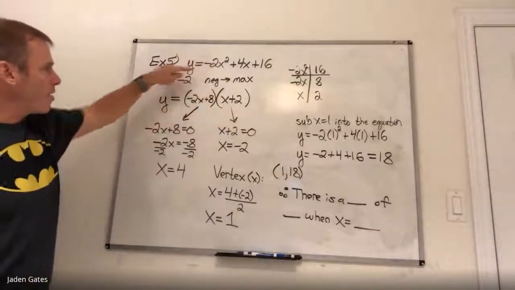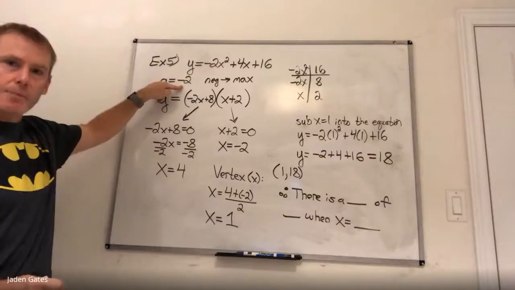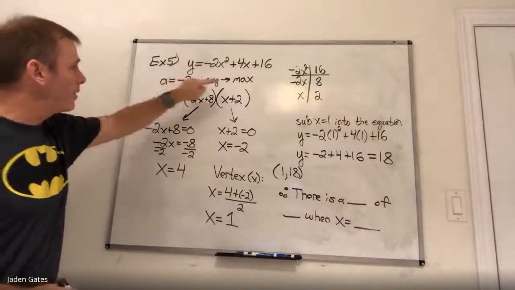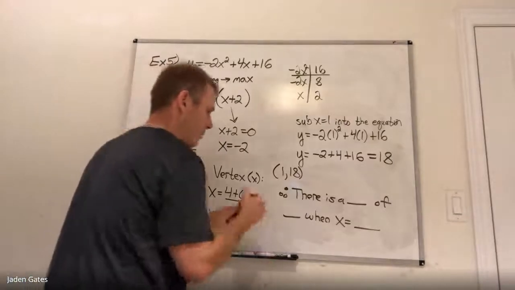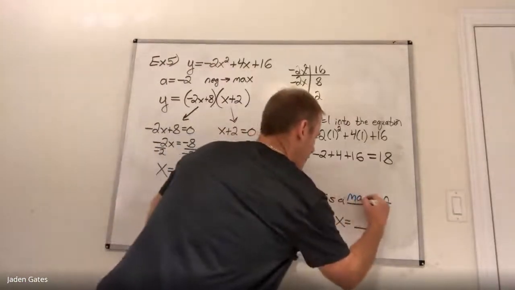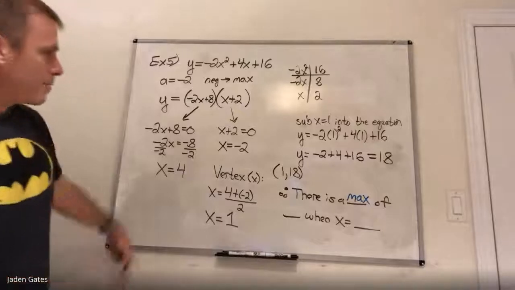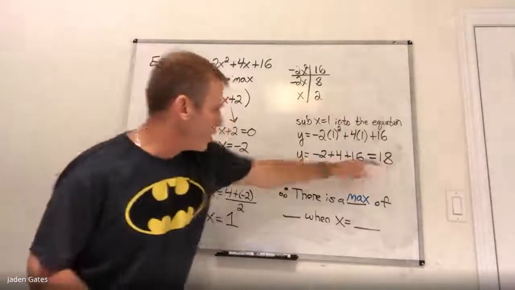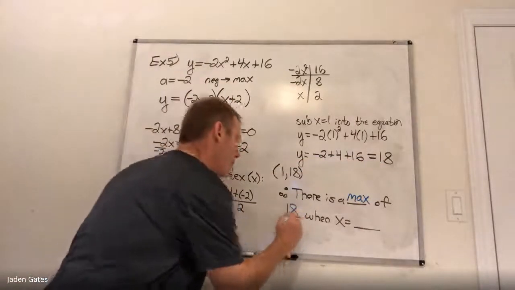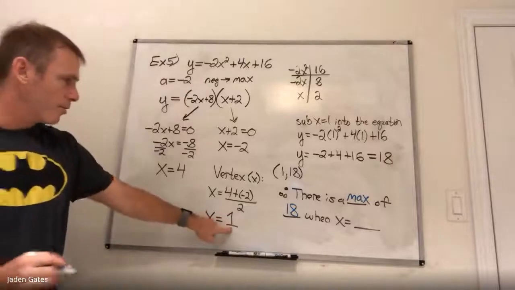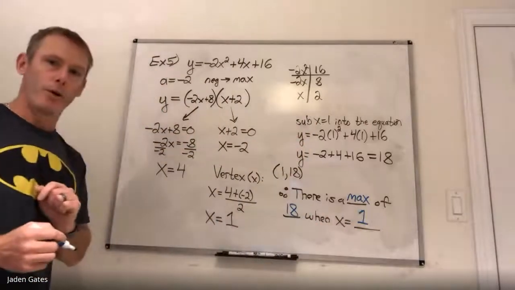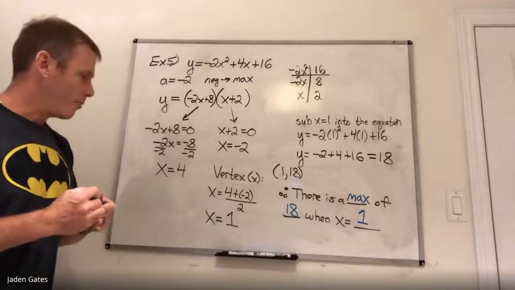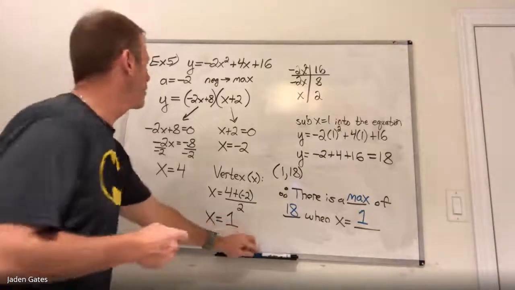Again, at the very start, my a value was negative, which means my steps are negative. This is an upside down parabola. So now I have a max of, and again, it's my vertical number, the y value, which is 18, when my x value is 1. There we go. All right, we'll do one more of those.